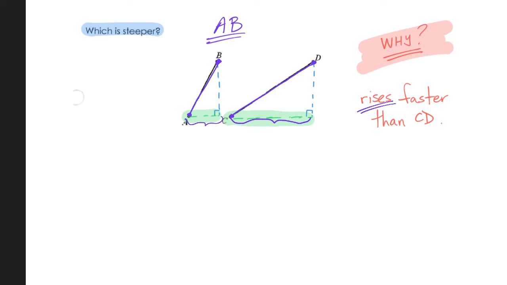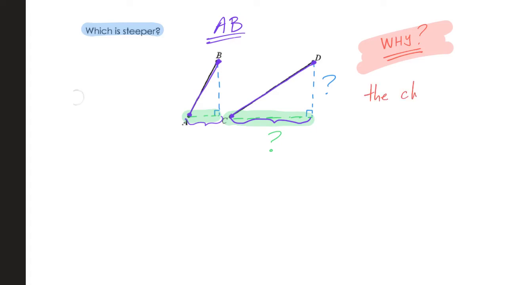Well, to examine the rise means we have to look at this vertical component that you see in blue versus this horizontal component that you see in green. So, can we amend what we wrote in red then? I don't like "rises faster than CD." It's the right idea, but can we be a little more descriptive? What could I put down for my reason for why?